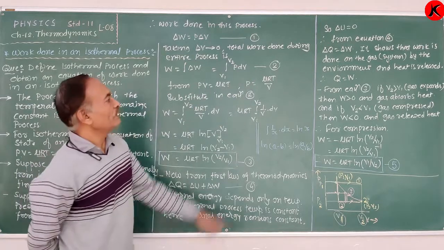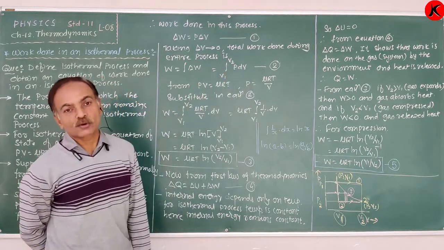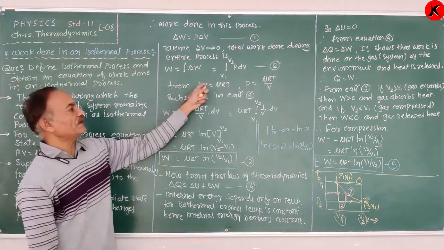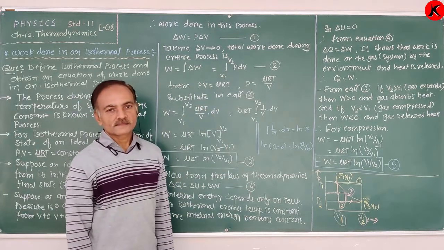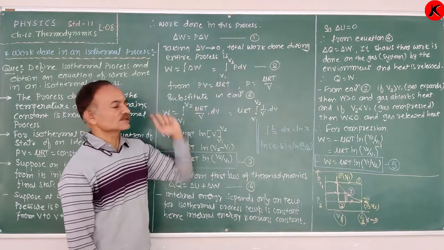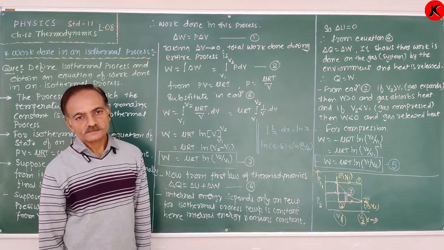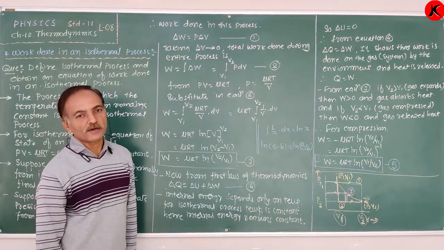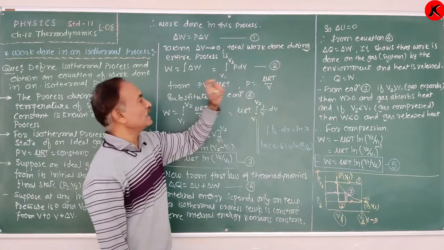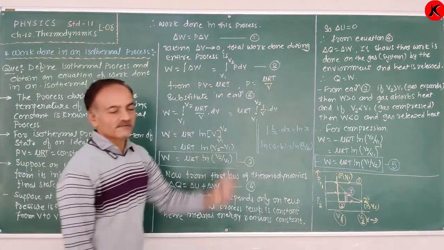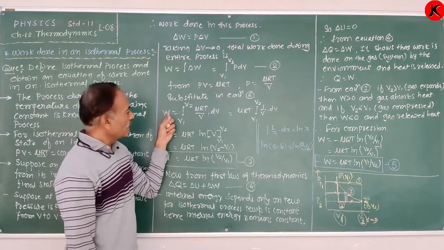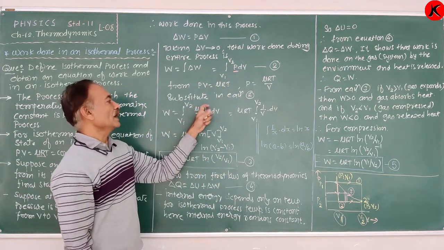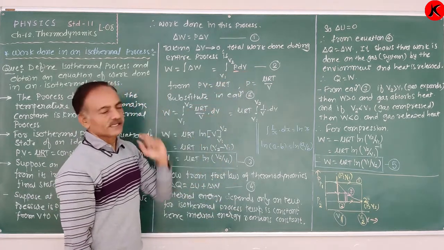In equation 2, we may feel that P is constant. But no, because from the equation of state, PV is equal to mu RT, so P is related to the temperature and also the volume. Therefore, P is equal to mu RT upon V. We substitute this value of P, mu RT upon V, in equation 2. Therefore, W is equal to the integration from V1 to V2 of mu RT upon V into dV.